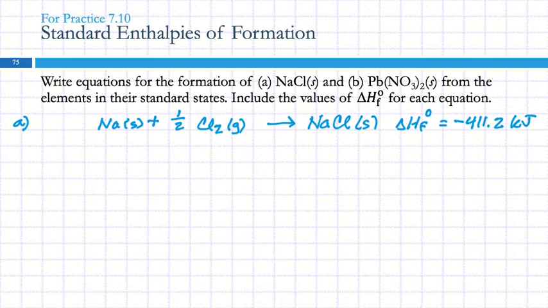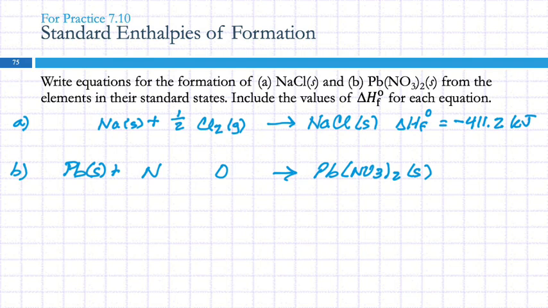Let's do the next one. So lead II nitrate, Pb(NO3)2 solid. This one has more elements. It has lead, and it has nitrogen, and it has oxygen. Is lead diatomic? No. What's its state at room temperature? It's a solid. Okay, so there's that one.